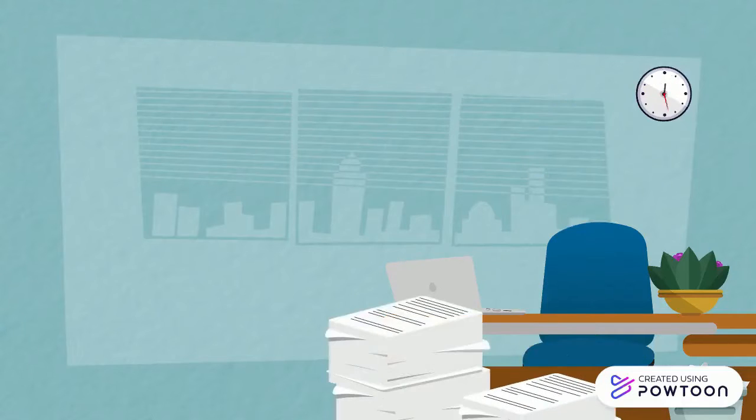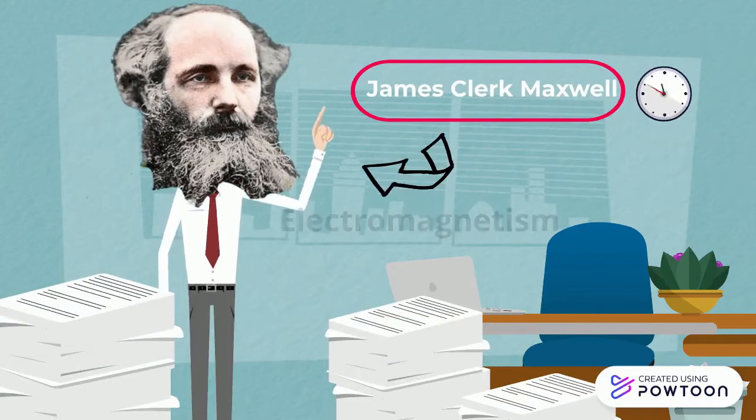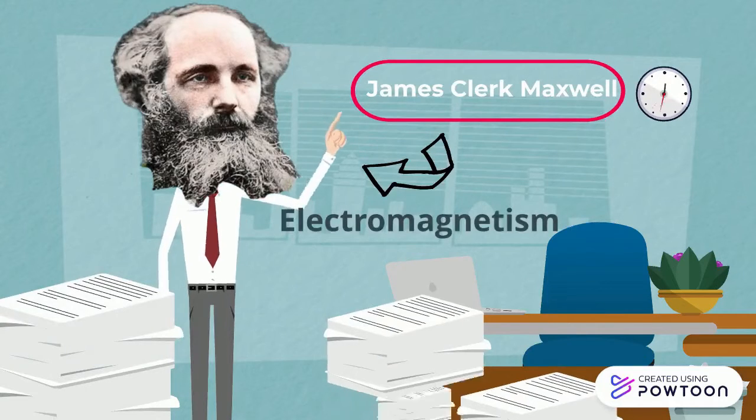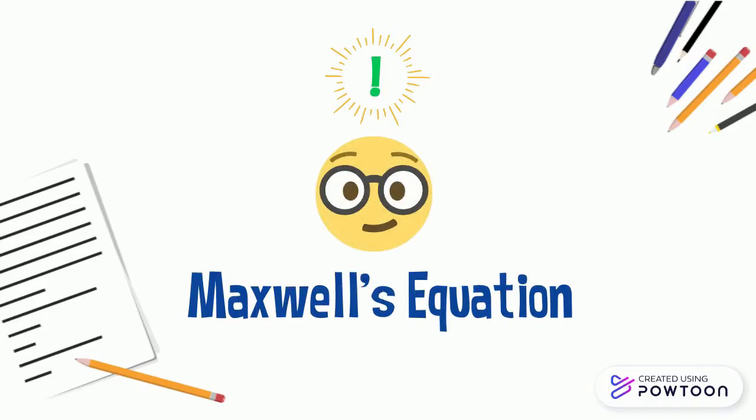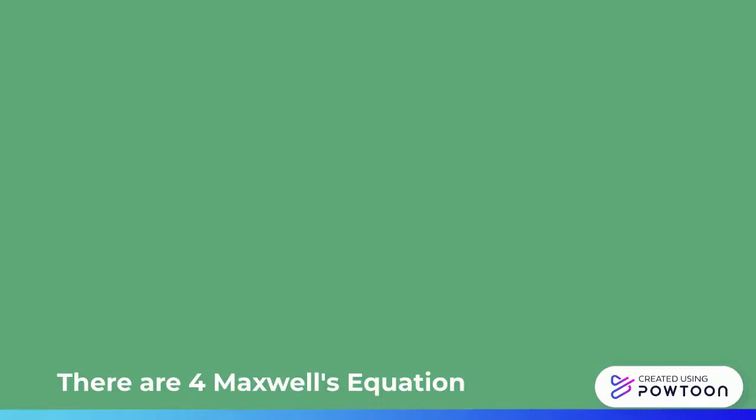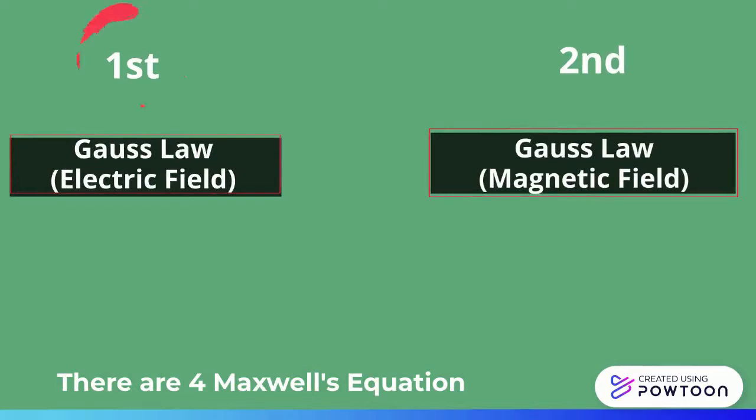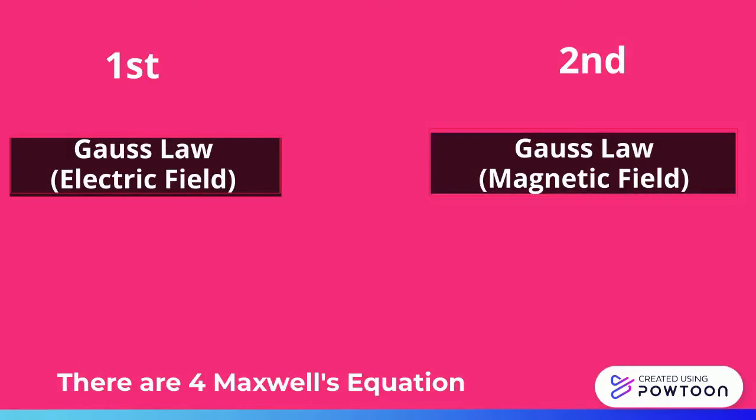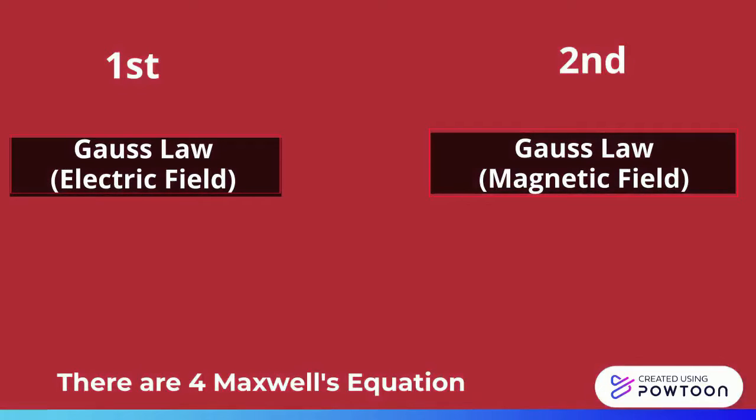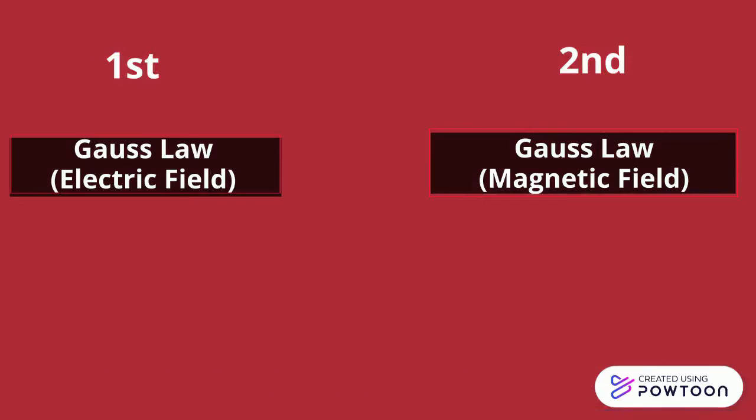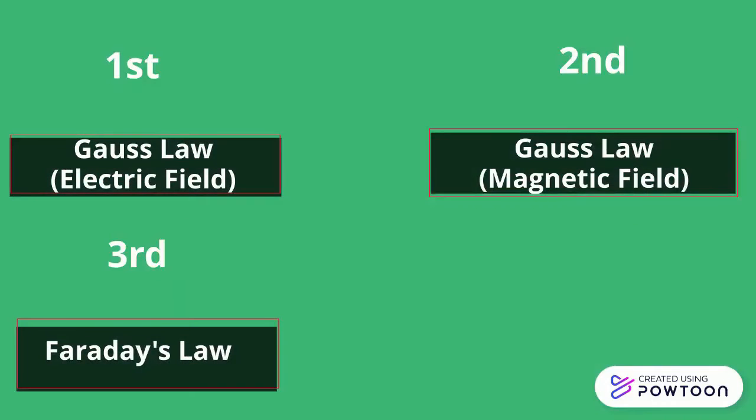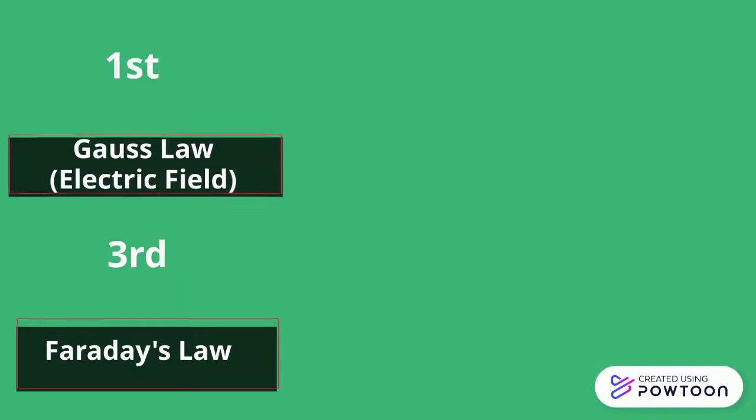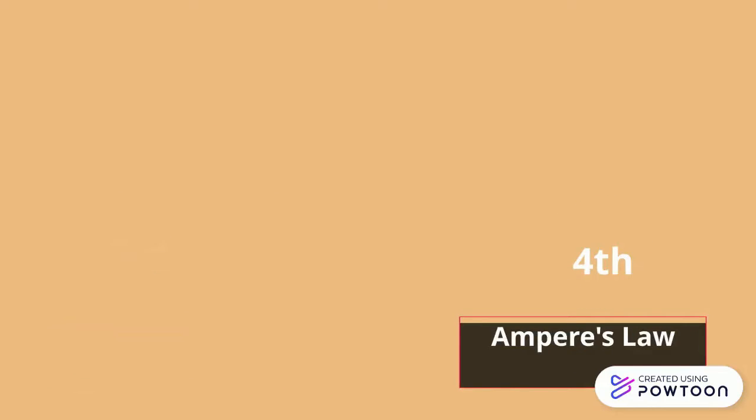Scottish scientist James Clerk Maxwell developed a concept of electromagnetism, which is one of the greatest discoveries of the 20th century. He assembled a set of equations that is known as the Maxwell equations. There are four Maxwell equations. The first and second Maxwell equations refer to Gauss' law, but in different types of field, which are electric field and magnetic field, respectively. The third Maxwell equation is Faraday's law, whilst the fourth Maxwell equation is Ampere's law.